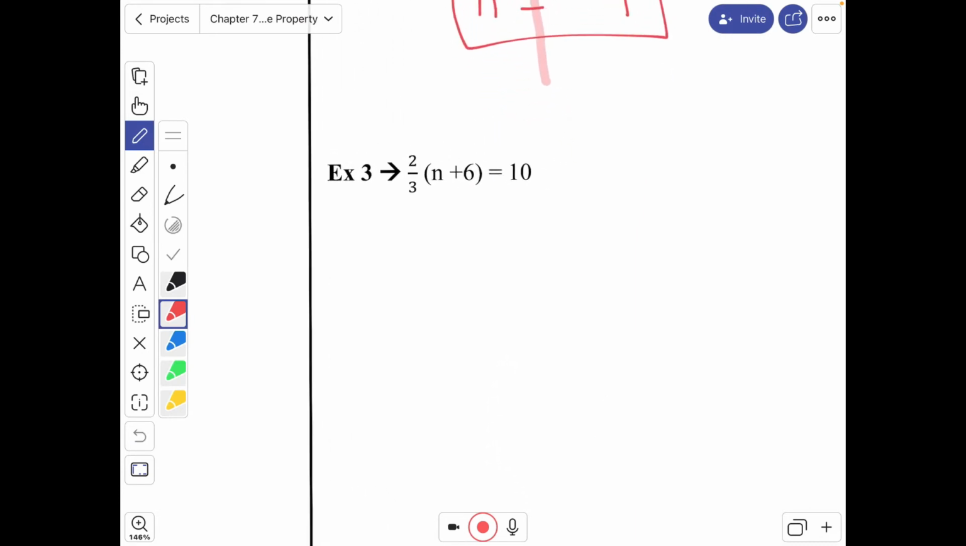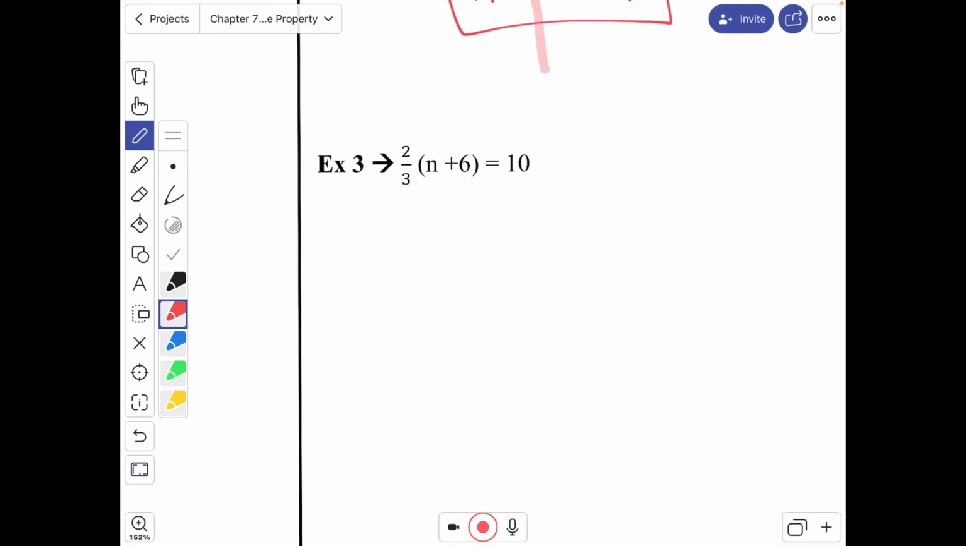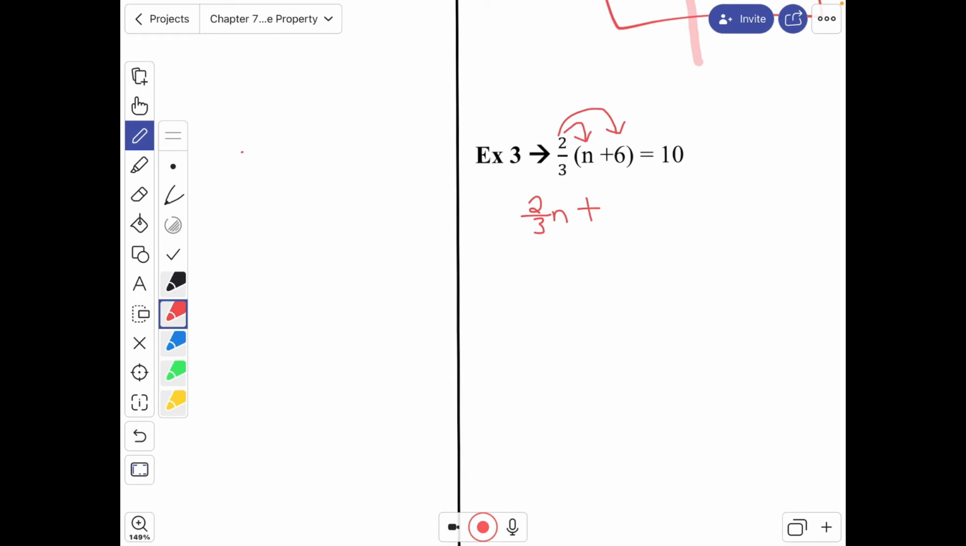Next example. We have a fraction. We're still going to distribute though. So it'll be 2/3 times that, and then 2/3 times that. So the first one would be 2/3 times n plus 2/3 times 6. Well, I could work that out. I'm just going to go over here and work that out real quick.